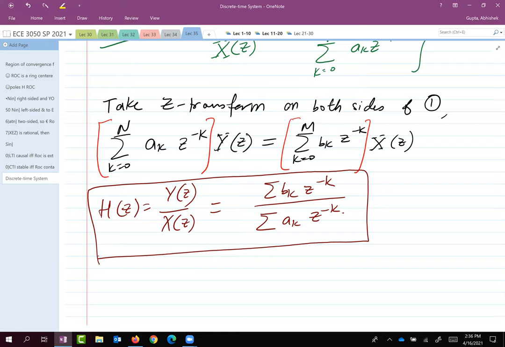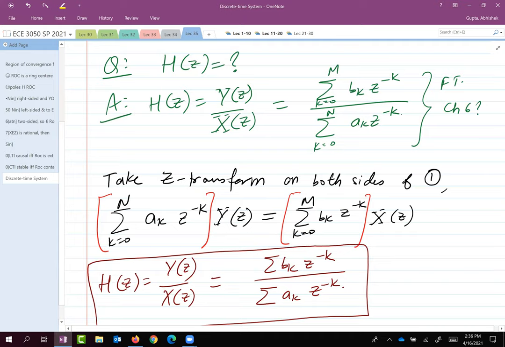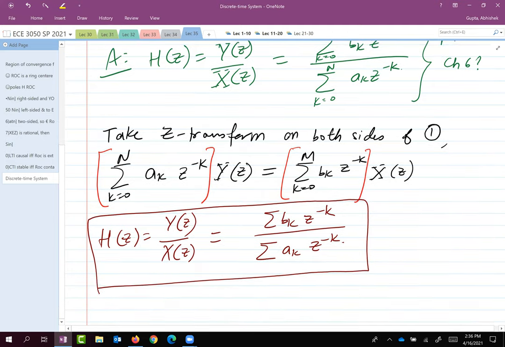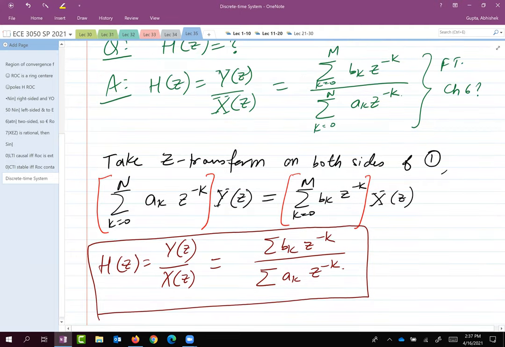Okay. Now the question is, if this whole thing looks very similar to the Fourier transform, then why are we studying the Z transform? Why not just do it with the Fourier transform? And the answer that I'm going to give you, and we'll shortly see, is that this particular equation holds even for unstable systems, whereas in the case of the Fourier transform, the system must be stable in order for us to take the Fourier transform on both sides of the equation and write the system transfer function.